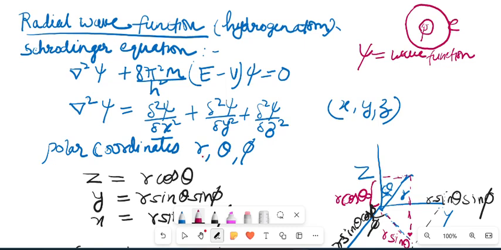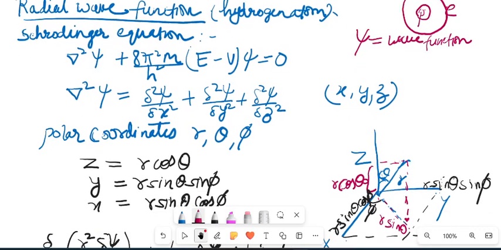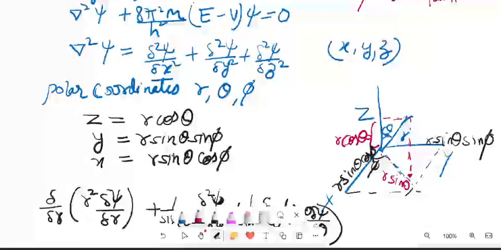That means we now use the coordinates r, theta, and phi in this equation in place of x, y, and z. We are changing Cartesian coordinates to polar coordinates. So if we are converting to polar coordinates, we need to know the relationship between the Cartesian coordinates and the polar coordinates, that is, how we will replace x, y, and z.